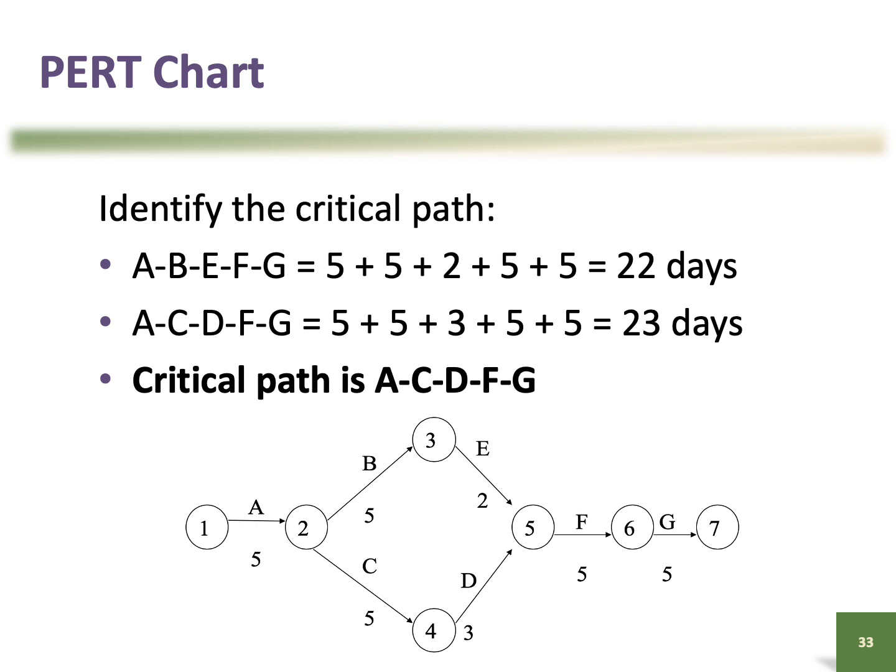And then we have another path going from A, C, D, F, and G, right? So that is taking 5 plus 5 plus 3 plus 5 plus 5. So that is 23 days. The longer one is your critical path, meaning that if any of the activities on that path is delayed, then the project would be delayed.